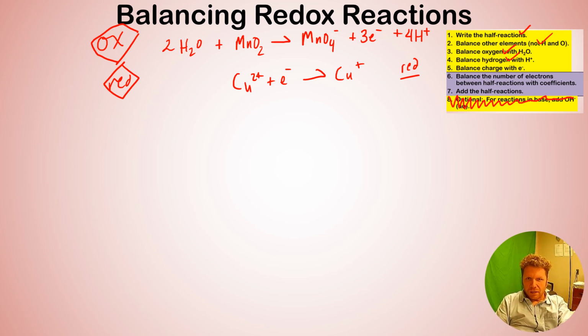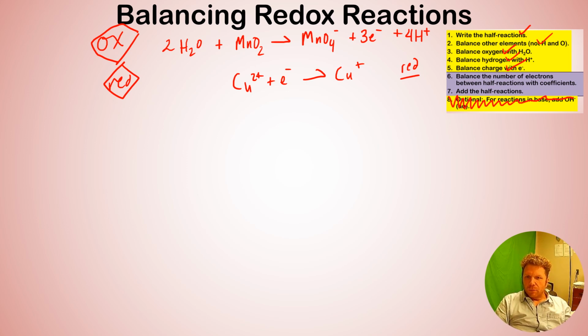Now, the next thing that I notice is that whenever I look at my charges in my reduction reaction, Cu2+ plus 1 electron. That gives me a balanced charge of, well, +1 on each side. So my 2 half reactions are done. I've done 1 through 6, and here's what I have to show for it.